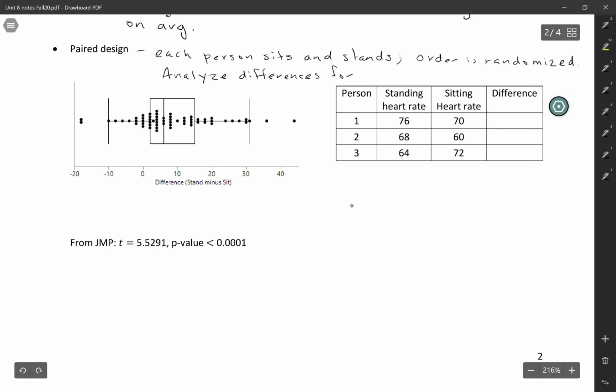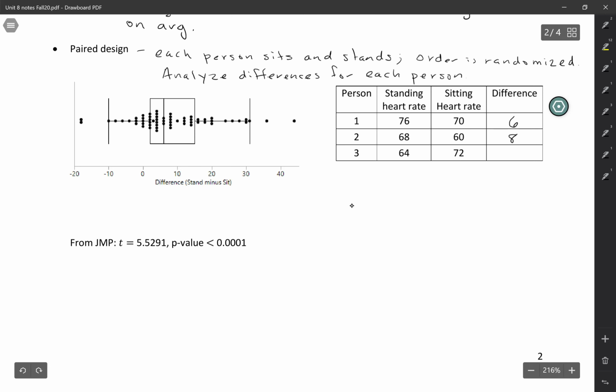So let's start by looking at how the data are set up. Instead of having just one measurement per person, now we have 2. For each person, we have their standing heart rate and their sitting heart rate, and we're going to calculate a new column of differences. So 76 minus 70 is 6. That means for this person, their standing heart rate was 6 beats a minute faster than their sitting heart rate. For this one, it was 8.